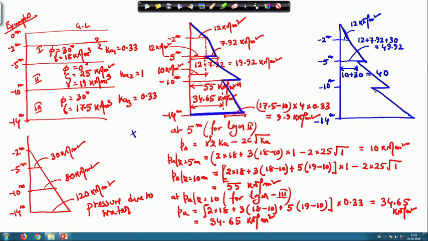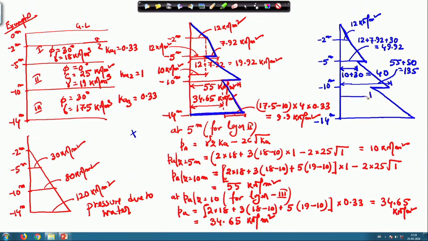Now, we will calculate this value. So, this value is how much? This one is 50, and 55 is the total one. So, this value is 55 plus 80, so this will be 135. So, this is the bigger one, and this is 55 and 80, and the smaller one is 34.65.